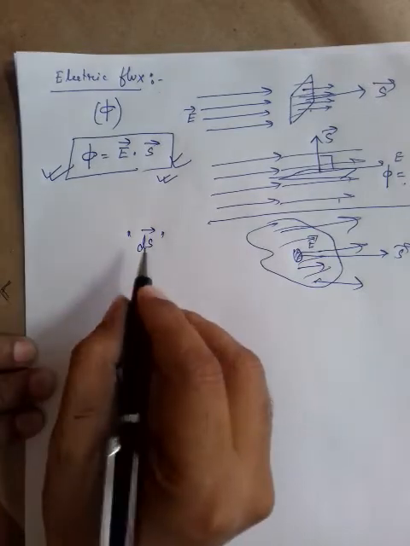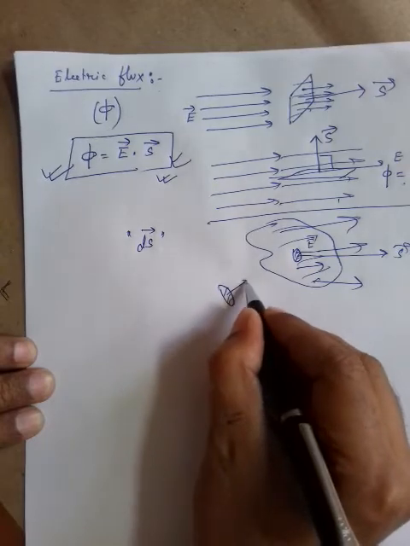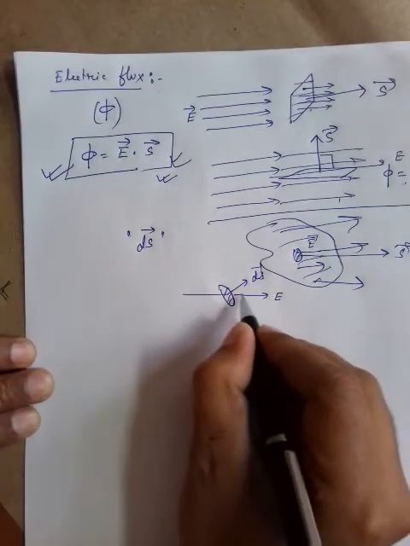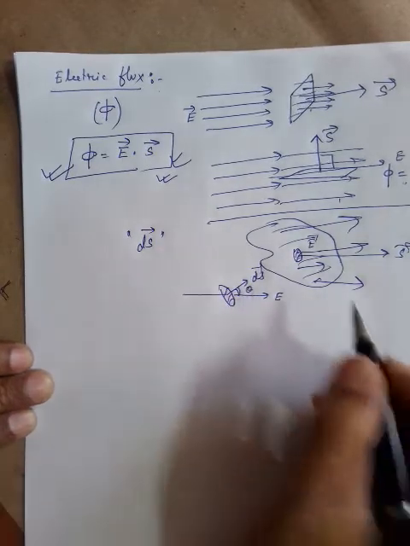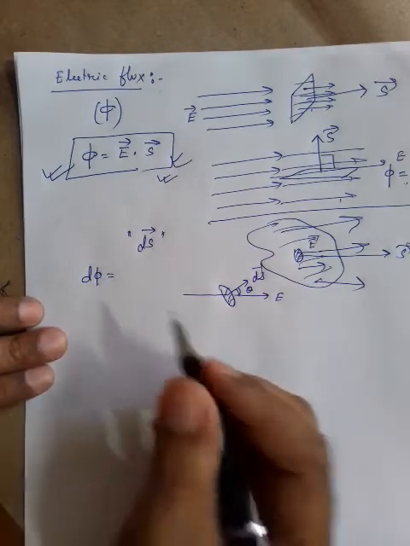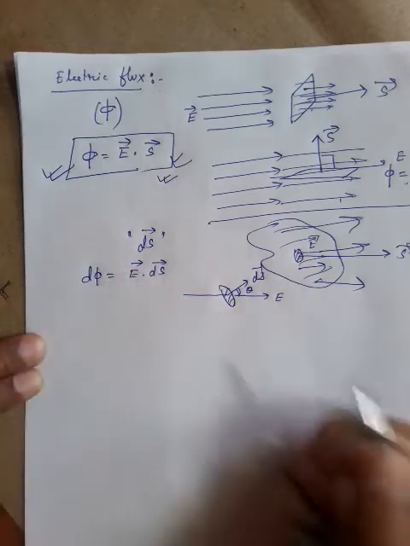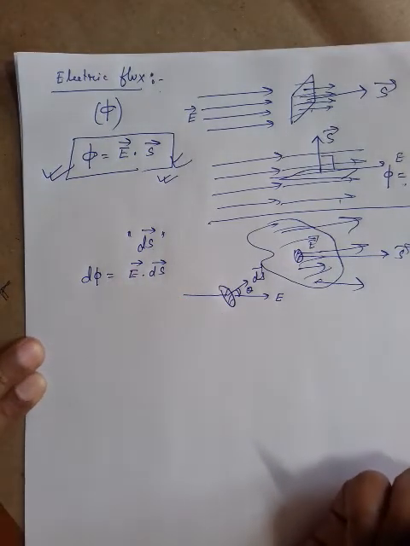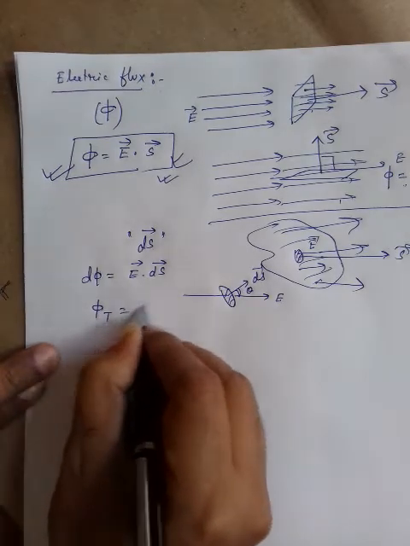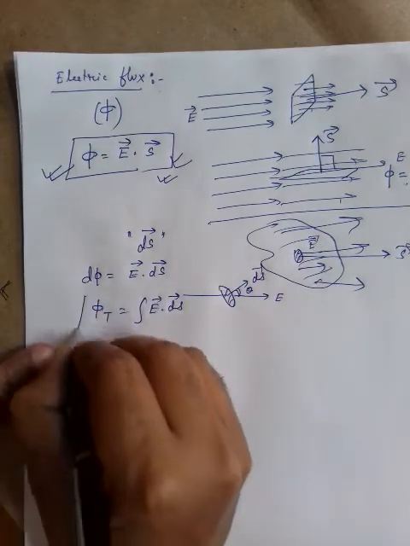The electric flux associated with a small area ds, I am drawing this ds separately. Say this is my ds vector and some electric field acting like this. Say the angle between them is theta. The flux associated is given by E dot ds. So if you want to find total flux, of course integration of E dot ds. How to do integration, that I am going to discuss.